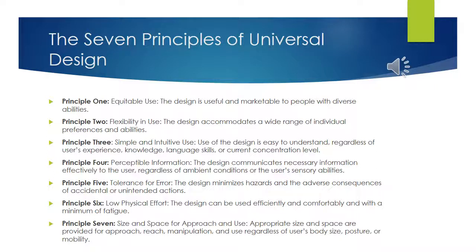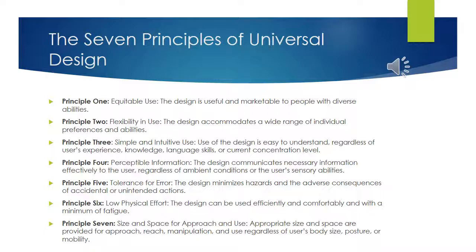And to close our presentation out, I'm just going to talk a little bit about the 7 principles of universal design. Here we have principle 1, equitable use. This design is useful and marketable to people with diverse abilities. Principle 2, flexibility in use. This design accommodates a wide range of individual preferences and abilities.